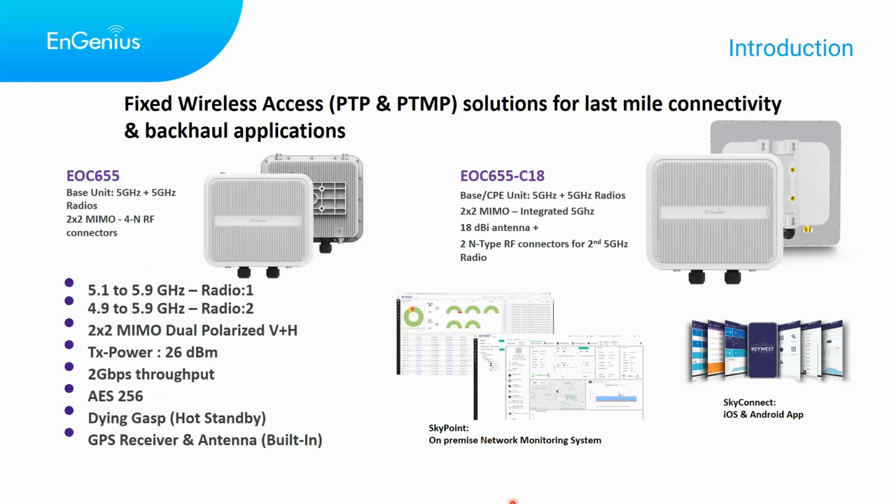Apart from that, we have high power for our outdoor models. It's all MU-MIMO. It's all Wi-Fi 6 radios right now. And then we have a maximum data capacity of 2 gigabits per second for the throughput. We also have features such as enhanced security, dying gasp, and a built-in GPS as well as an antenna too for other models.